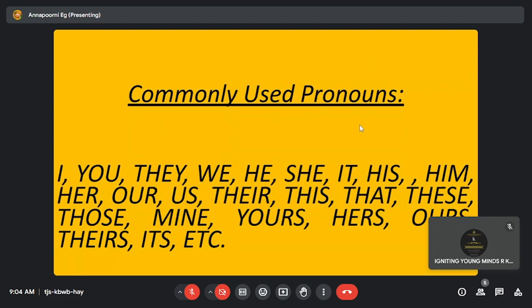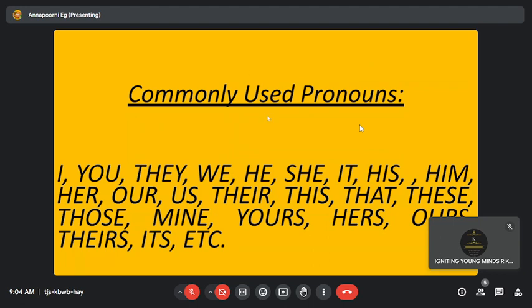And then come his, him, her, us, their, our, this, that, these, those. These are the demonstrative pronouns. And mine, yours, hers, ours, theirs, its, etc. They are the possessive pronouns.